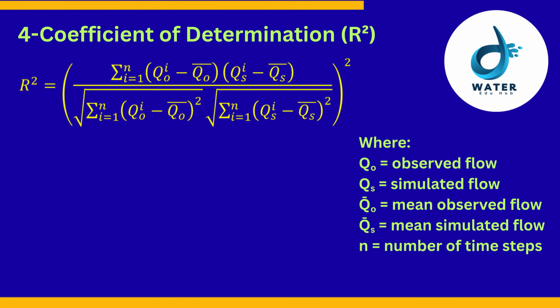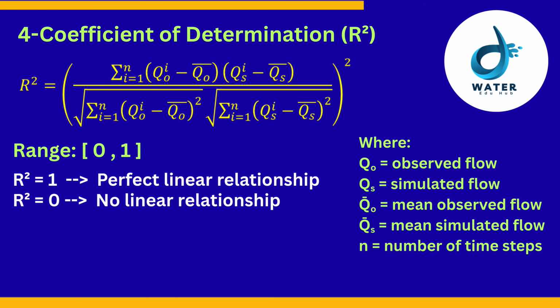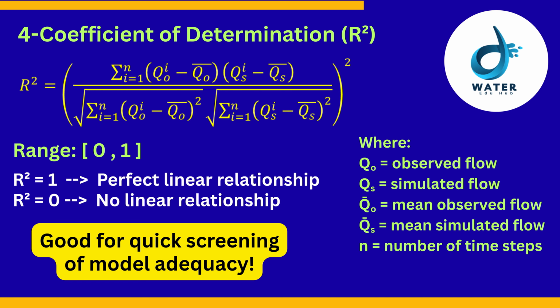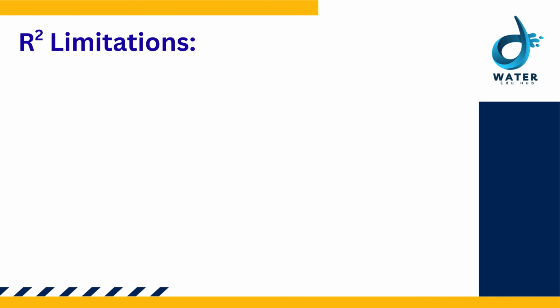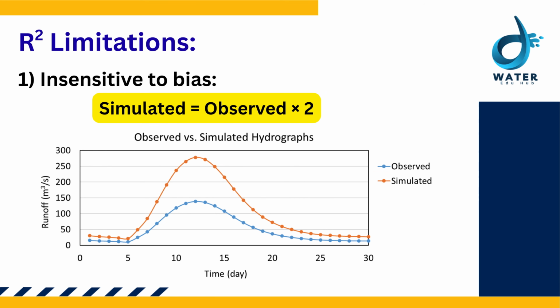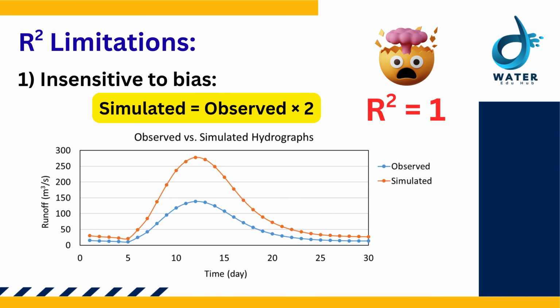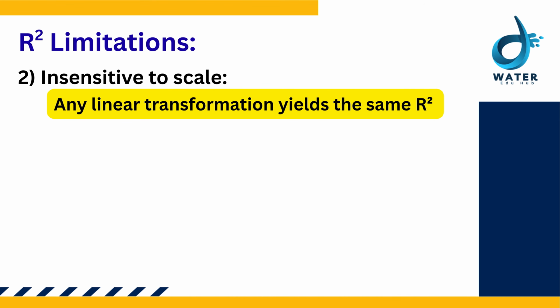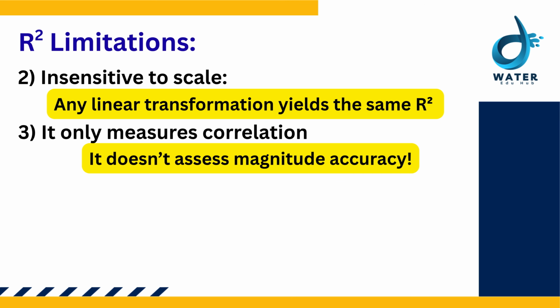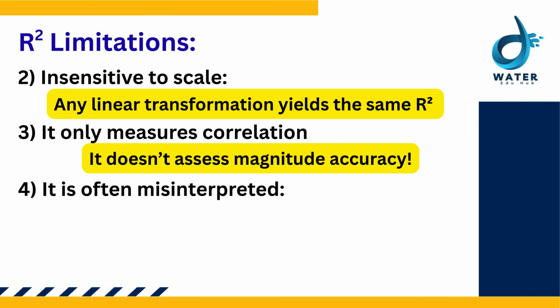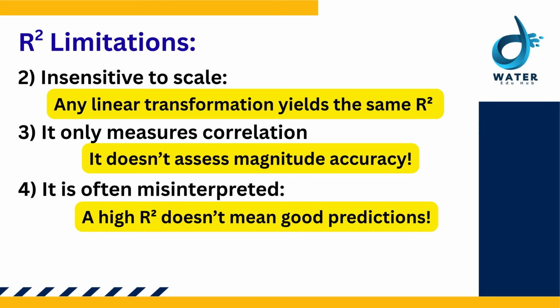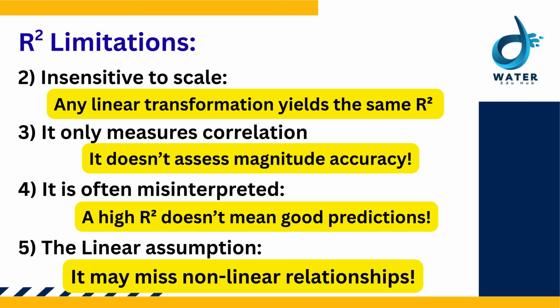Next is coefficient of determination, or R-square. It evaluates the strength of the linear relationship to determine whether the observed and simulated flows track together. It is good for quick screening of model adequacy. Limitations are as follows. First, insensitive to bias. A model that systematically doubles all flows can give an R-square of 1. Second, insensitive to scale. Third, it only measures correlation. Fourth, it is often misinterpreted. A high R-square doesn't mean good predictions. And finally, the linear assumption, as it may miss nonlinear relationships.